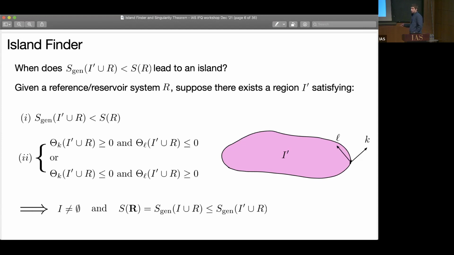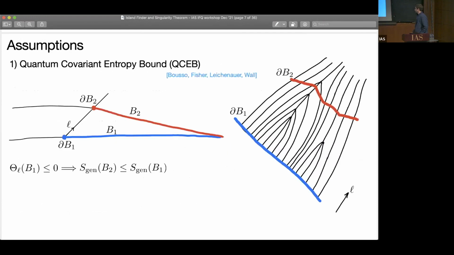Now, the argument for this is really simple, but I just wanted to first take you through the assumptions that go into the argument. So the first and most important assumption in this whole talk is the quantum covariant entropy bound, or the quantum Bousso bound. It just says that if you start with some partial Cauchy slice B1, whose quantum expansion in the L direction is less than or equal to 0, the generalized entropy of B2 will be less than or equal to the generalized entropy of B1, where B2 is defined as the intersection of some future Cauchy slice with the domain of dependence of B1. So B2 is roughly the surface region I get by sliding B1 up this null hypersurface.